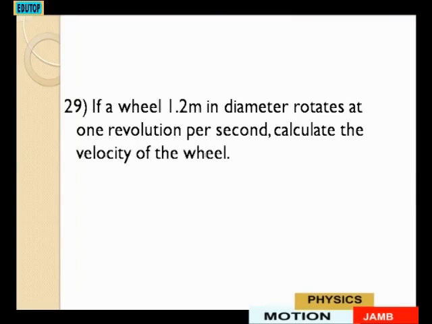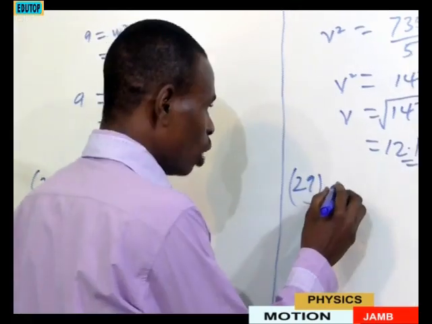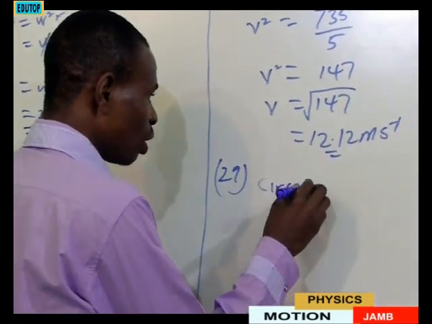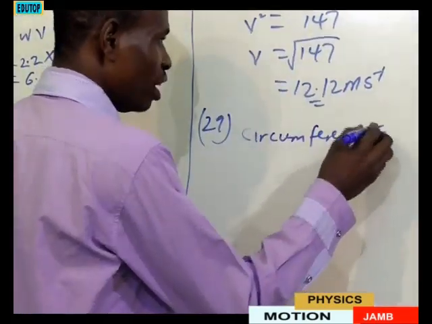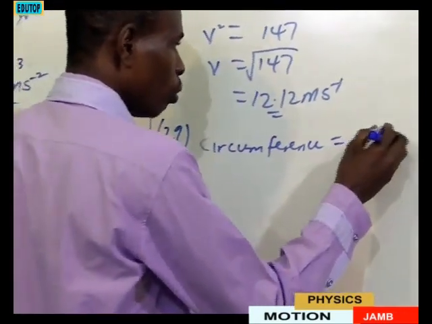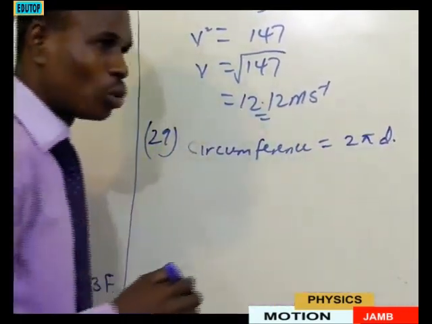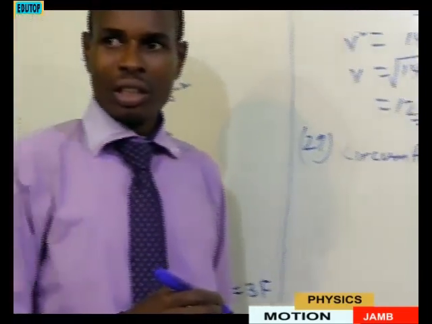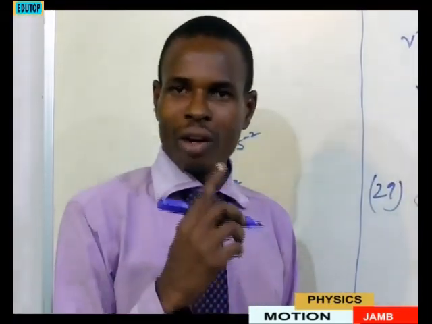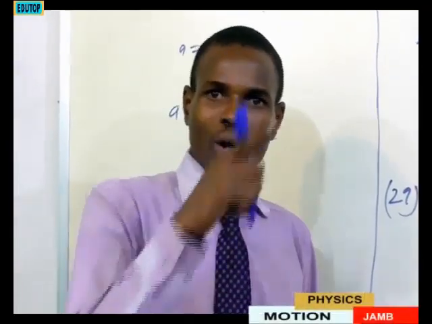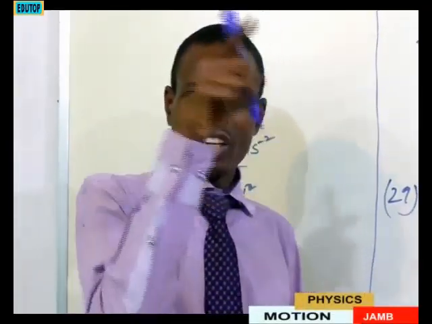So let's consider question number 29. If a wheel 1.2 meter in diameter rotates at 1 revolution per second, calculate the velocity of the wheel. In this case, we are going to take the circumference of the wheel to be equal to pi d, because we are given the diameter of the wheel. We are told it rotates in 1 revolution, which means it has covered 1 circumference of that circular part.